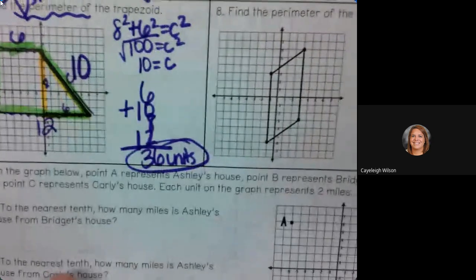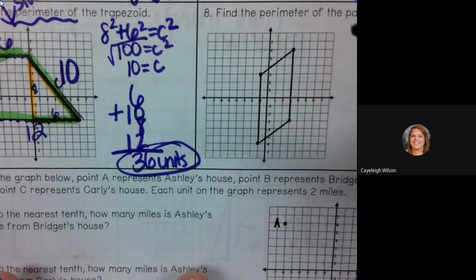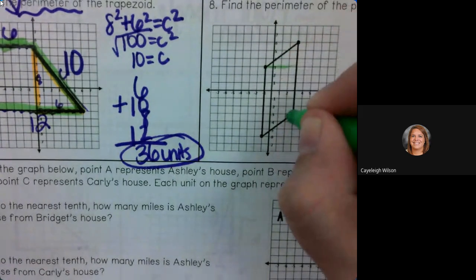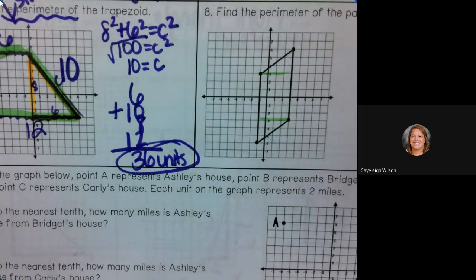All right, I'm going to give you all a little hint on this one right here. And I'm going to have them pause the video in just a second. But your hint is that you're actually going to have 2 triangles here that you're going to have to find. All right, go ahead and pause the video, find the perimeter of this figure.